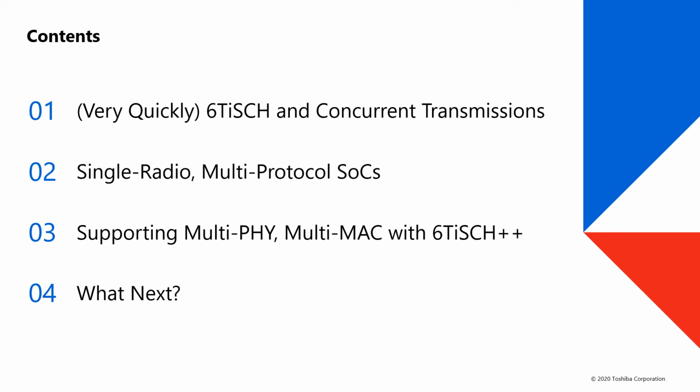We'll then look at modern wireless chipsets, in particular single radio multi-protocol SoCs that allow you to switch between multiple different physical layers with very little overhead. We'll then look at how both of these points actually relate to 6TiSCH++ and how we use this multi-PHY and multi-MAC technique in order to address some of the weaknesses within the standard. We'll then look at what this paper itself achieved and what is still to be done, what's next.